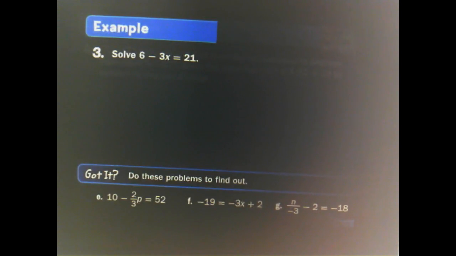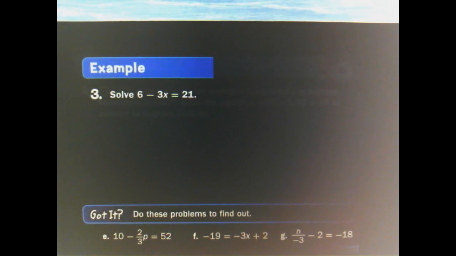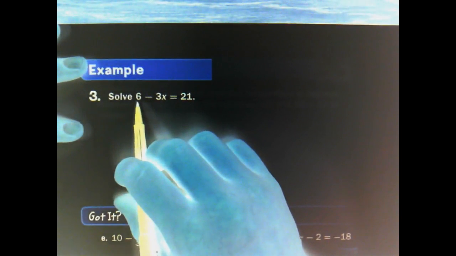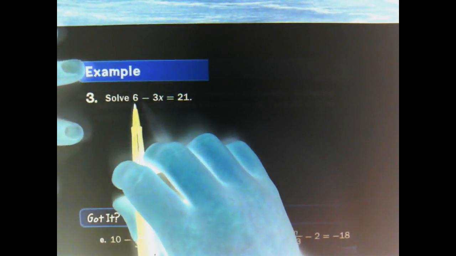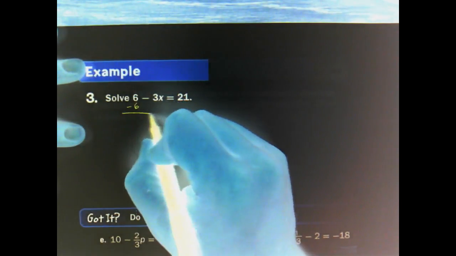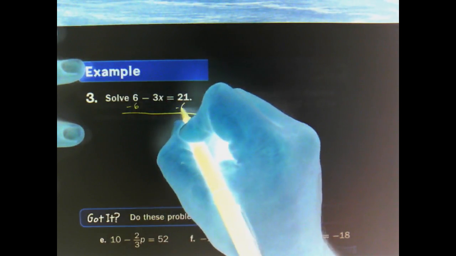Moving on, they make it a little bit more complicated yet again here. If I have the equation 6 minus 3x is equal to 21, again, I need to get rid of the 6 first. So again, it can be a little bit confusing. How do you get rid of a 6? There's no sign in front of it, but it's a positive 6. So in order to get that to be 0, we must subtract 6. And whatever I do on one side of the equal sign, I must do on the other.